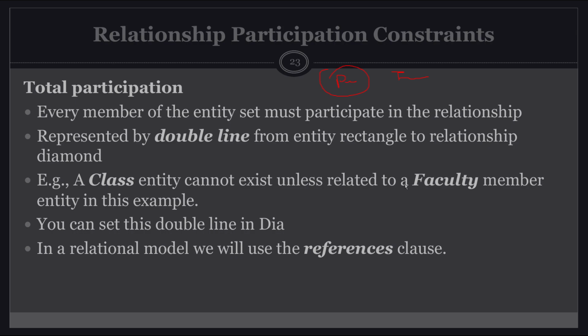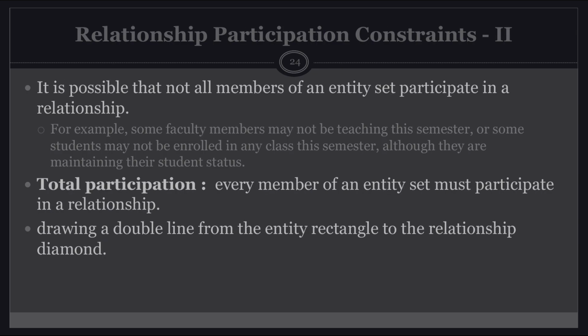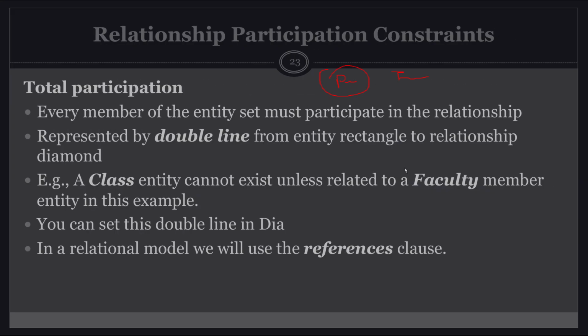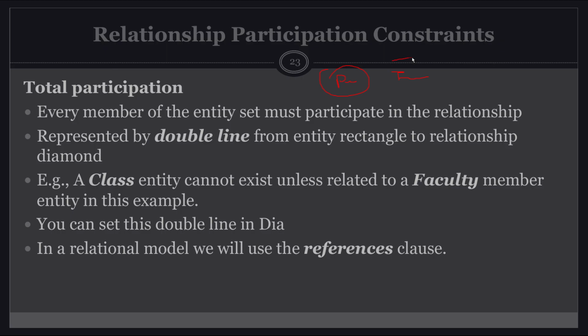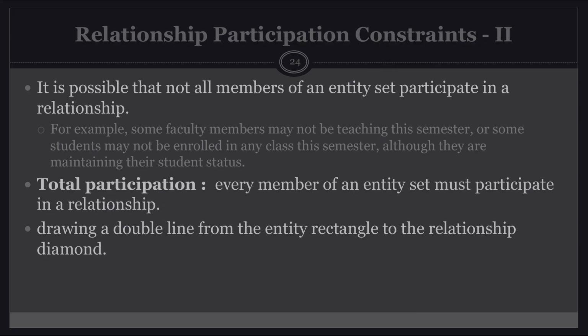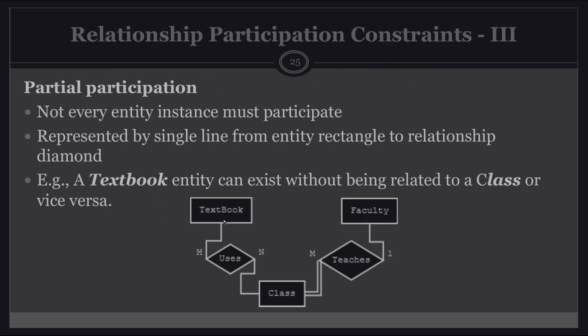Okay, we'll cover the example later. First, let's talk about total participation. When it comes to total participation, every single member of the entity set has to be a part of that relation, okay? Now let's go to the example. So you have the textbook entity, you have the class entity, and you have the faculty entity. And you have two relations, which are uses and teaches, okay?